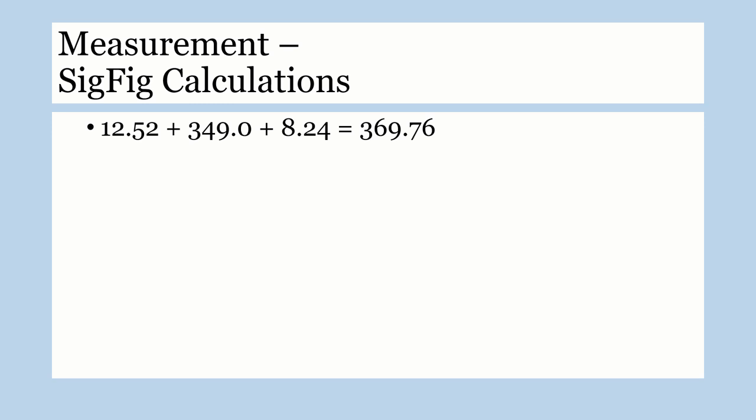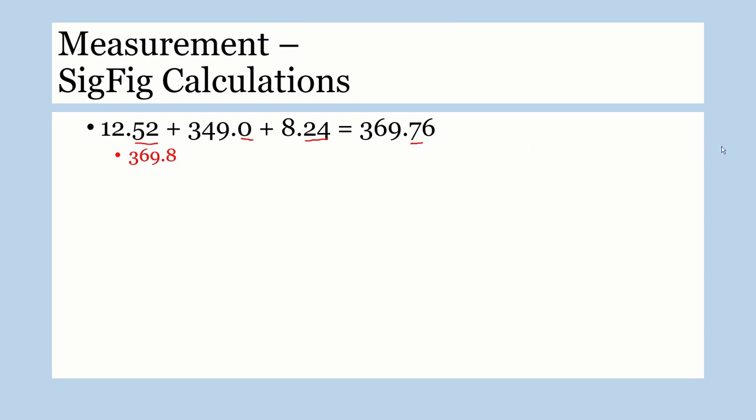So if we look at this one right here, we have 12.52 plus 349.0 plus 8.24. We get an answer of 369.76. Now, if you look at our rules here, this is addition, subtraction. So we look at decimal places. So this has 2 to the right of the decimal. This has 1. This has 2, which means our final answer can only have 1 to the right of the decimal. So we need to round that up. So your final answer is 369.8.